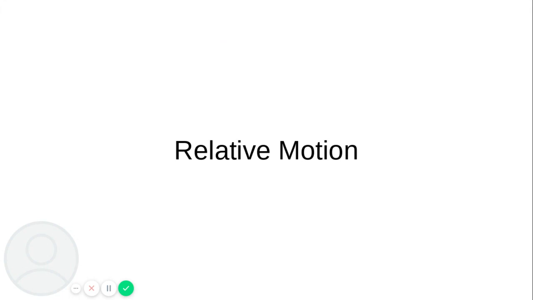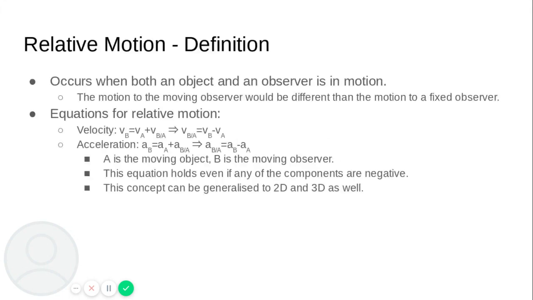So today we're going to talk about relative motion. Relative motion occurs when both an object and an observer are in motion. The motion to the moving observer would be different than the motion to a fixed observer. Now, the equations for relative motion.